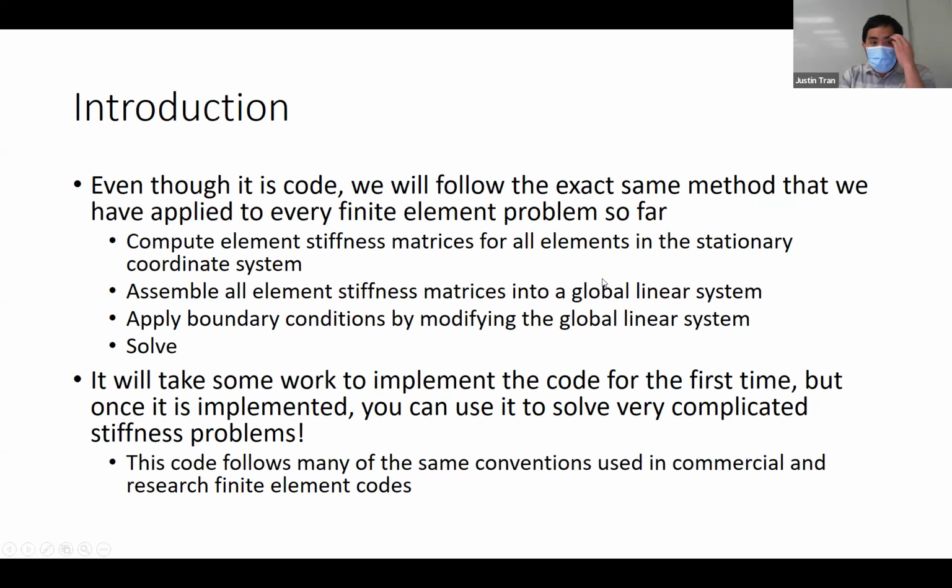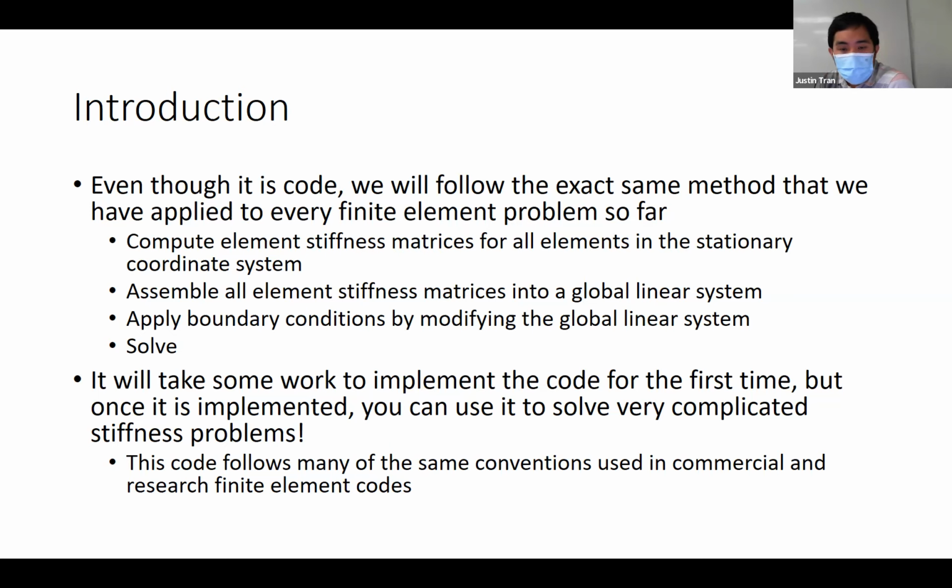Okay, and so even though it's code, I know people have varying degrees of comfort with code. I think what's going to help us make sense of the code is that we're going to follow the exact same method that we've applied so far. The finite element method that we've been following is to, first of all, compute the element stiffness matrices for all the elements in a stationary coordinate system, right? So that's always our first step.